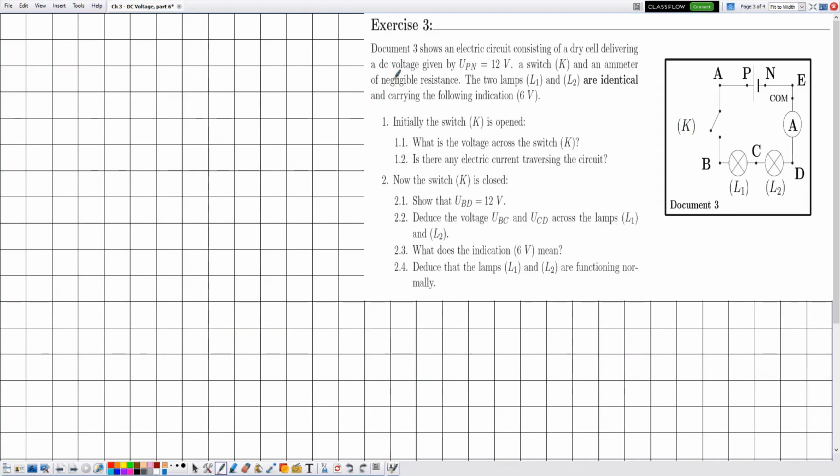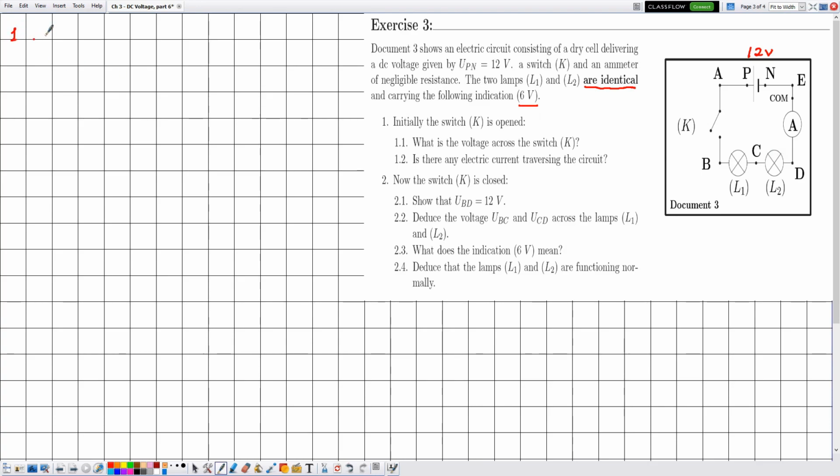Now in exercise number 3 they are telling me document 3 shows an electric circuit consisting of a dry cell delivering a DC voltage given by UPN is equal to 12 volts. The two lamps L1 and L2 are identical, this is important, and carrying the following indication 6 volt. So this indication, we don't write it on the electric circuit because we don't know yet if the lamps L1 or L2 are functioning normally.